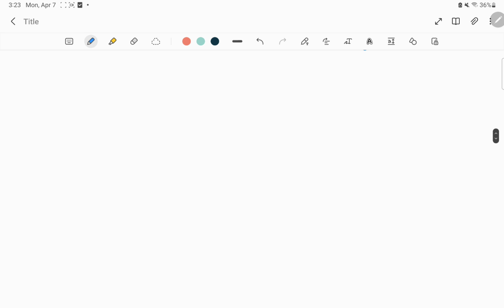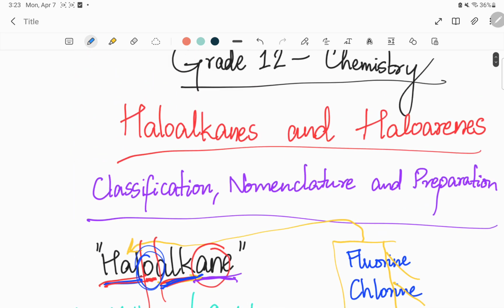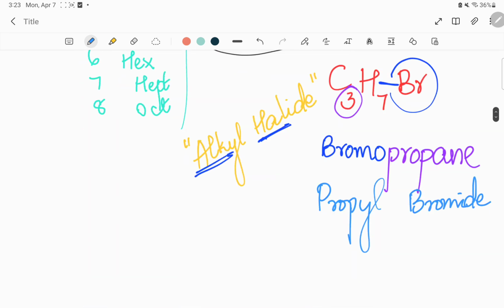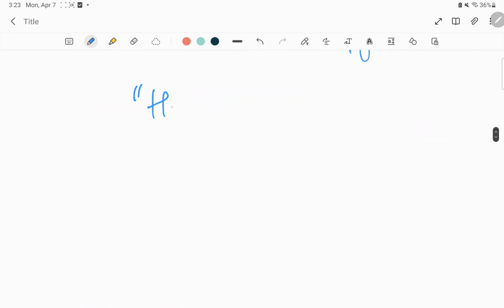This is about haloalkanes. Now we can go to haloarenes. Again, for haloarenes, it is the same thing. The name itself is the nomenclature rule. So haloarene is the nomenclature rule.